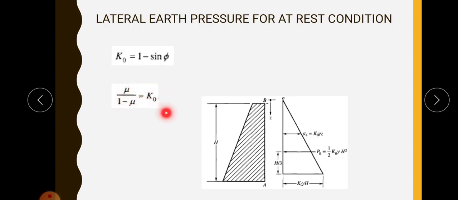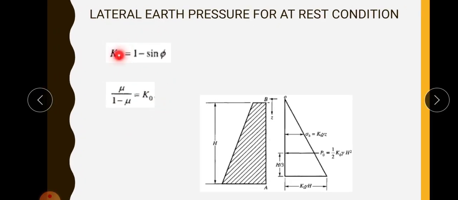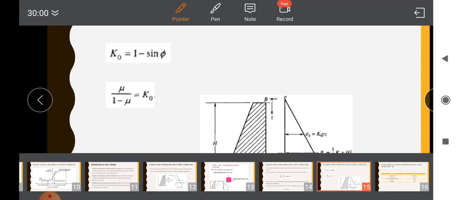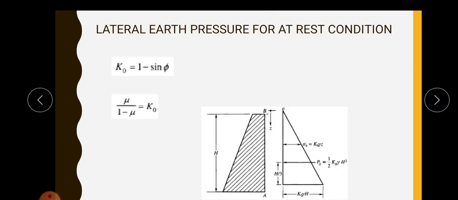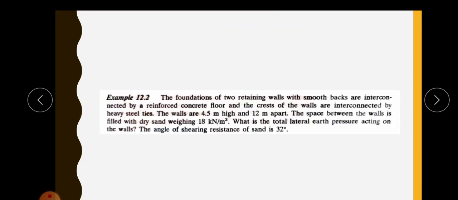So we can calculate this value from this equation also. From Poisson's ratio we can calculate the k naught value, or by knowing the phi value, that is the angle of shearing resistance, we can also calculate k naught. Okay, so we can do one problem.